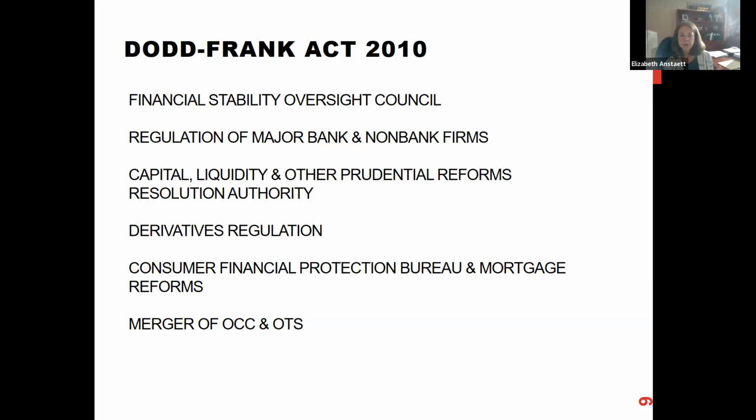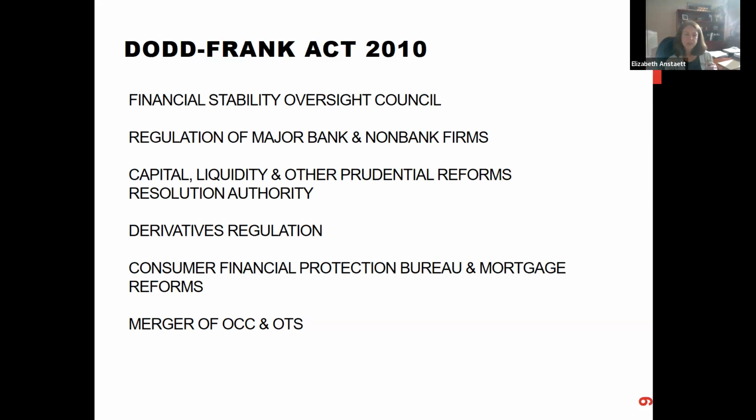It also created more requirements related to capital and liquidity. Prudential is sort of a supervisory word: the Federal Reserve Board had the authority to require capital and liquidity requirements of any kind of large financial firm that the Federal Reserve, through the Financial Stability Oversight Council, thinks could impact the economy as a whole.